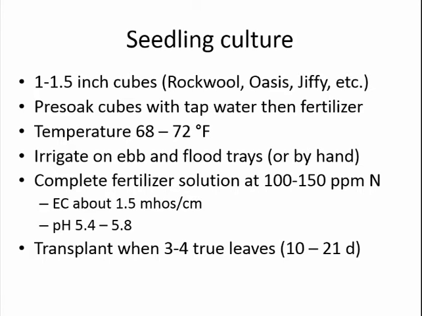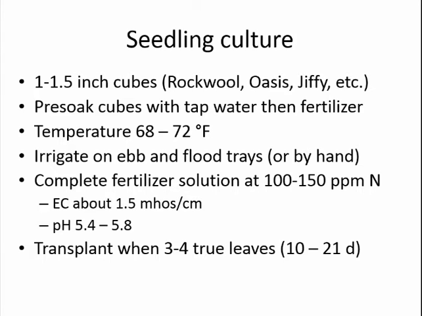The temperature then is often 68 to 72 degrees, perhaps a bit warmer than that for the initial 1 to 3 days of germination. Then these would be irrigated, often on trays that either have drip irrigation, ebb and flood, or hand, so that you're periodically fertilizing them. Often maybe only once a day or so when the plants are young and first germinating, up to maybe 3 times a day, depending on your environmental conditions, when you're getting close to the transplanting stage.